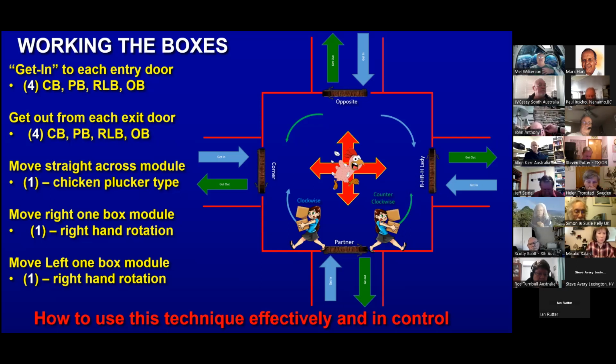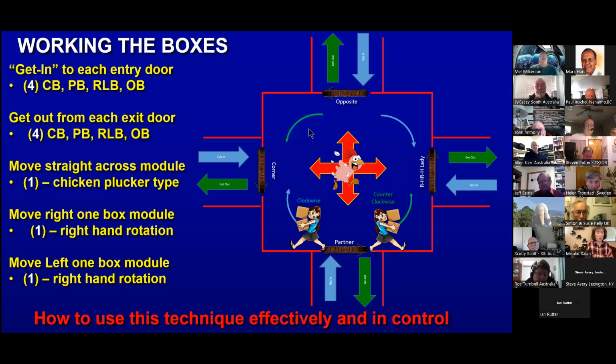It's also an expansion on isolated site. Get into a corner box, use some isolated site, get out. Use a chicken plucker, use some isolated site, come back, get out. There's no difference other than the change in orientation sometimes and the change in occupation on the floor. When you're looking at it, all you have to be aware of is the sequences that the boxes go round: corner, partner, right-hand lady, opposite, and what your module does.